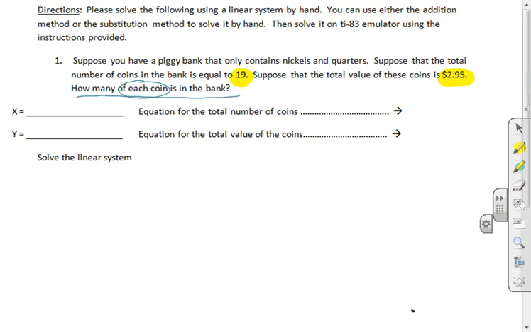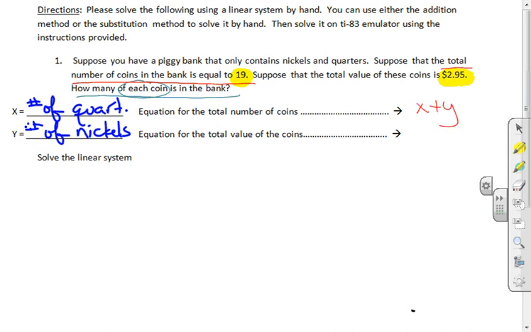So those are probably what the variables are going to be, because we usually tend to find the values for the variables. So I'm going to say that here that x is the number of quarters, and y is the number of nickels. Okay? Now there's two equations I can derive from this word problem. I'll do this one in red where it says the number of coins in the bank is equal to 19, the total number of coins. Well, that would mean that I would take x and y and add them together, total number of coins, and it would be equal to 19.